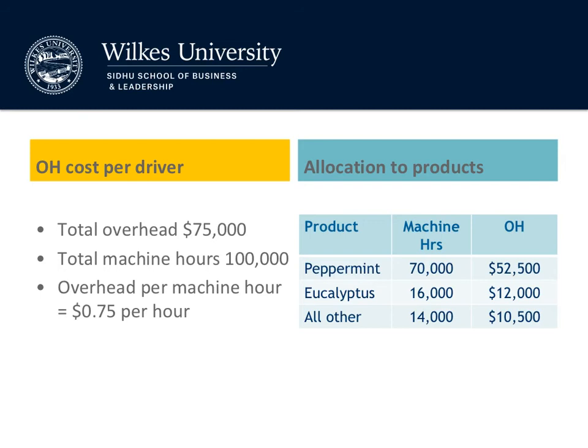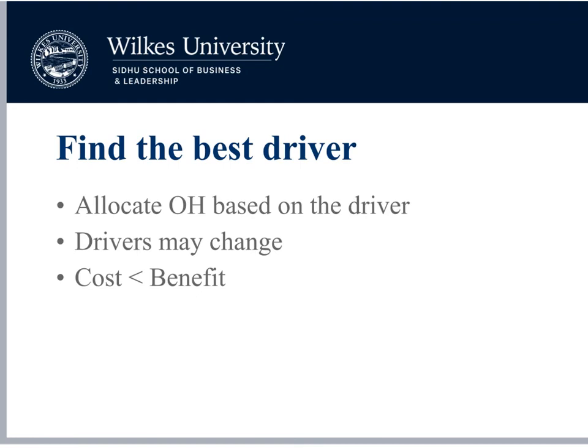If there are over 70,000 machine hours used to make the most popular product, peppermint soap, then peppermint has an overhead allocation of $52,500. Likewise, the eucalyptus soap has $12,000 of overhead assigned, and all of the other soaps' allocations total $10,500. I hope this helps you understand why cost drivers are important.